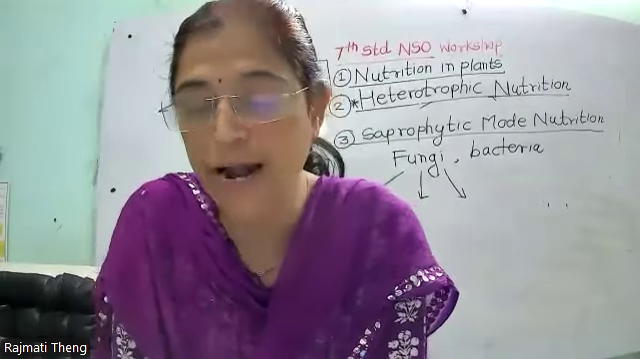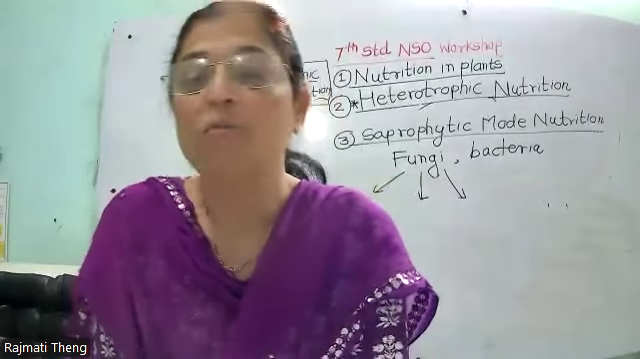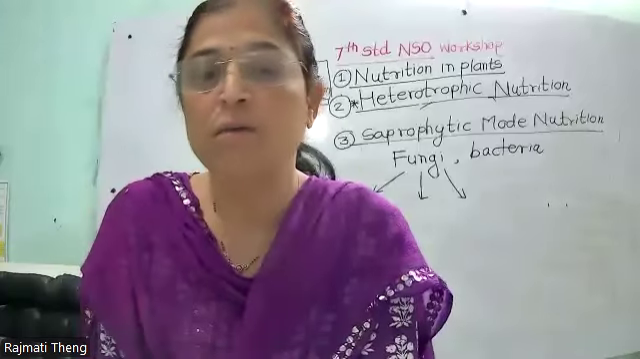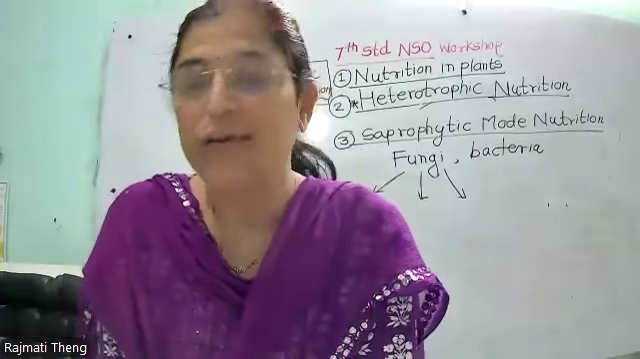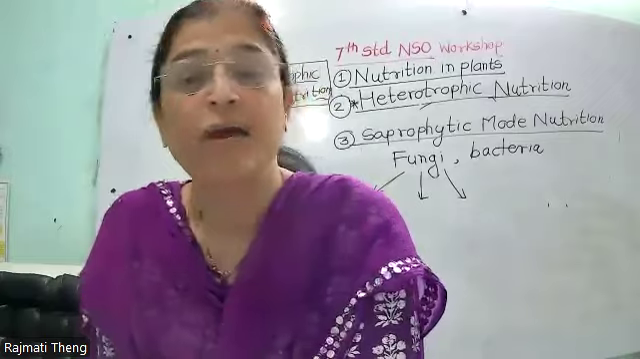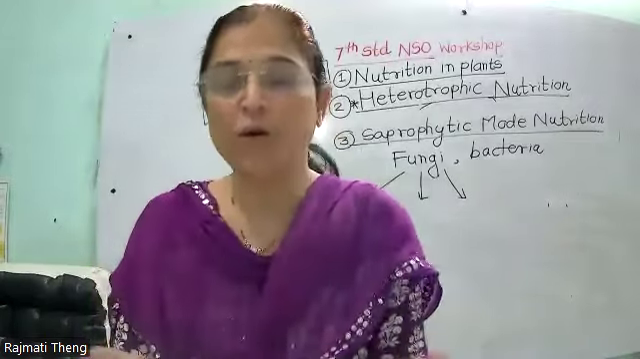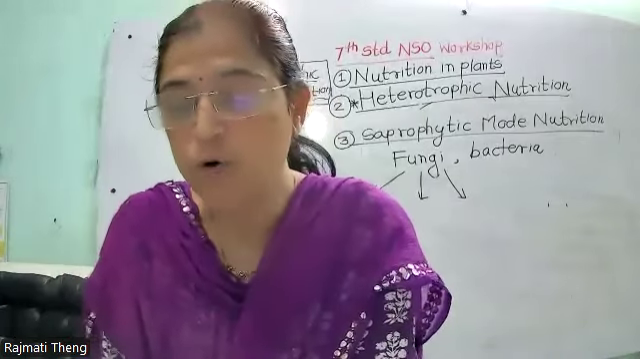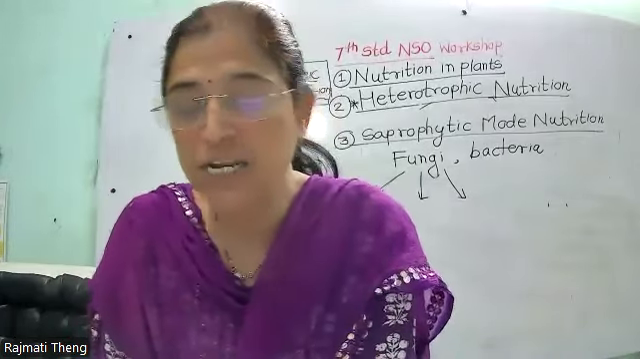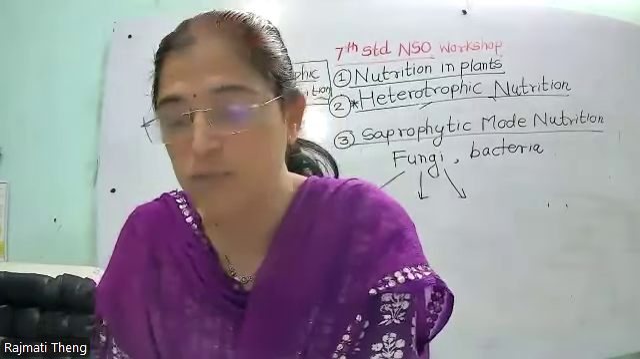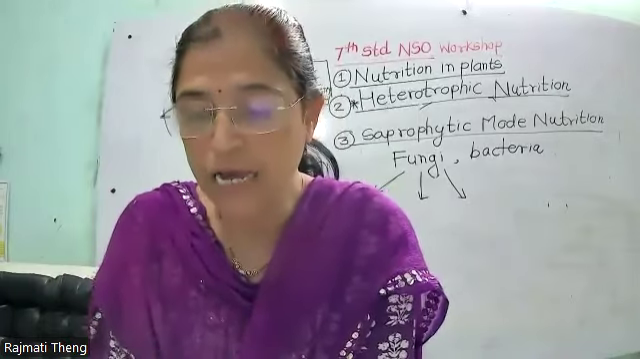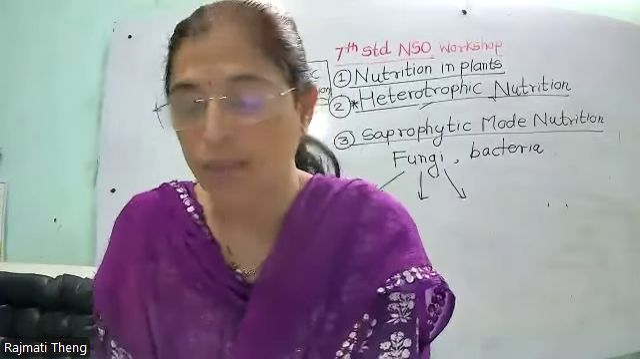Which one is it? Bread molds. So these fungi reproduce by the spores. Okay, they have spores, and when there is a suitable atmosphere condition, from the spores there is germination. The spore germinates and fungi are developed.